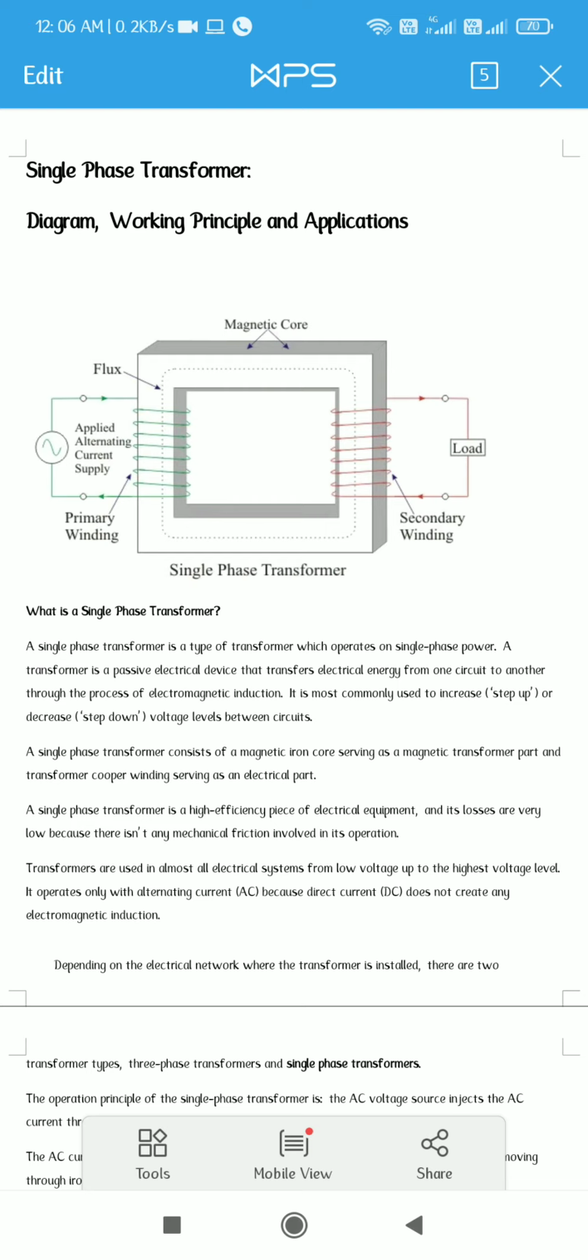First of all, what is the transformer? Transformer is a static device. It transfers the power from one circuit to another without changing the frequency. The phrase "without changing the frequency" is very important. This is the transformer. Transformer is also one of the electrical devices. Its working principle is the electromagnetic induction principle.